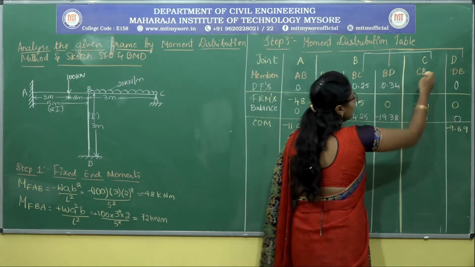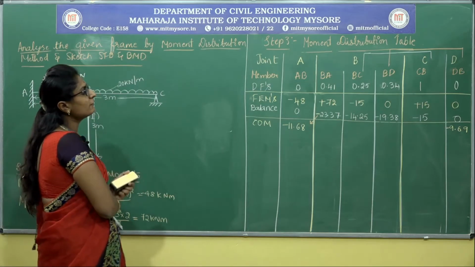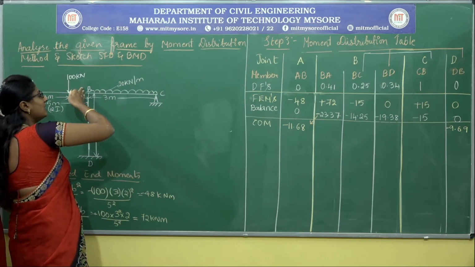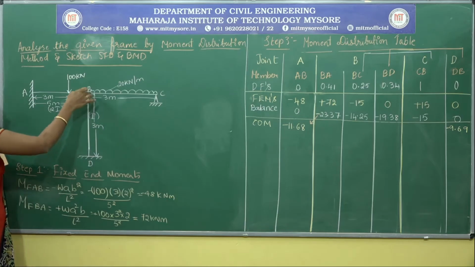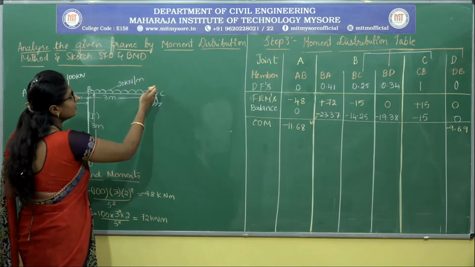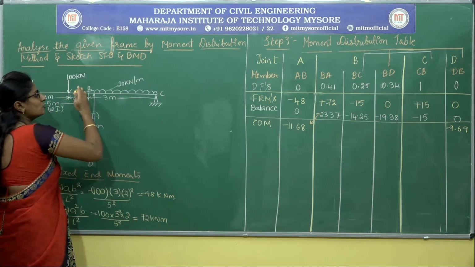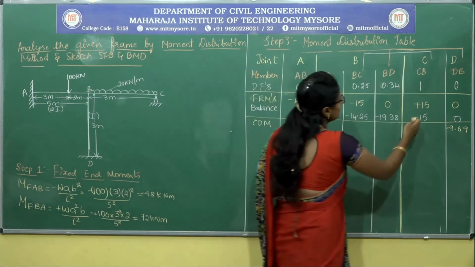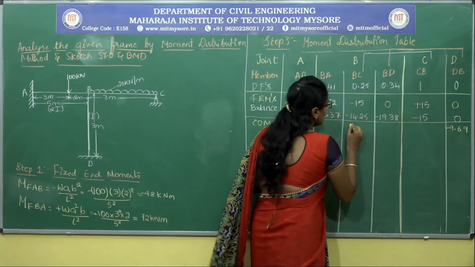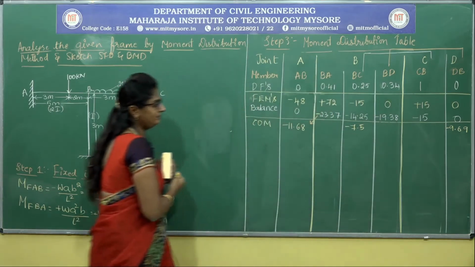Now come for the next member CB. At CB, the balanced moment is minus 15 in the anti-clockwise direction. So half of the moment is to be transferred to the other end if the other end is fixed. Here the joint B is also considered as fixed. So half of this 15 is transferred to BC. So half of 15 from CB is transferred to BC. Therefore the transfer is from C to B. Half of 15 is 7.5. This is negative, therefore this is also negative.